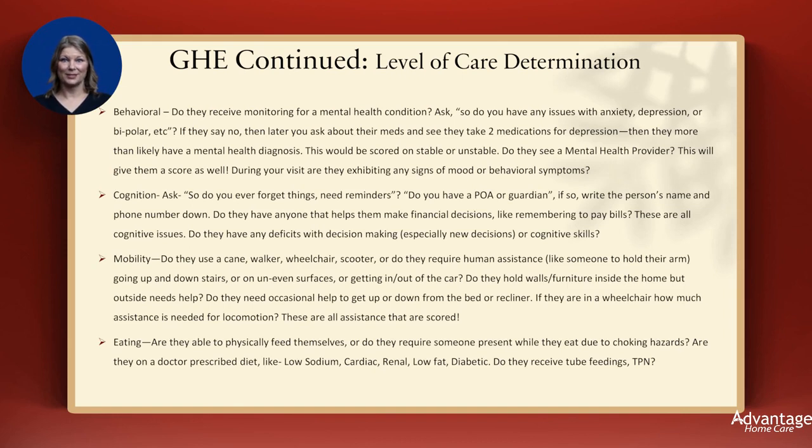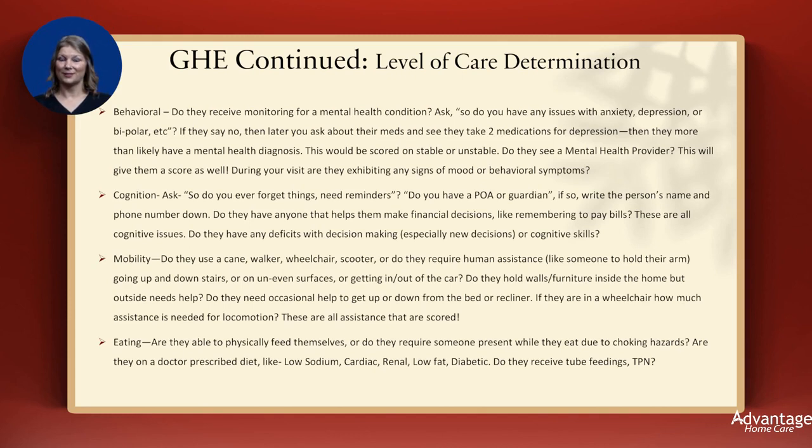Cognition. Ask the client, so do you ever forget things? Need reminders? Do you have a POA or guardian? If so, write the person's name and phone number down. Do they have anyone that helps them make financial decisions, such as remembering to pay bills? These are all cognitive issues. Do they have any deficits with decision-making, especially new decisions or cognitive skills?